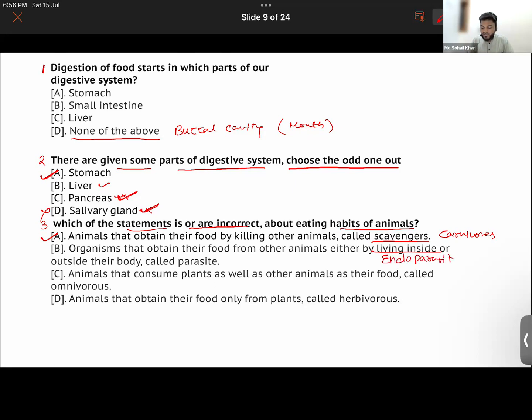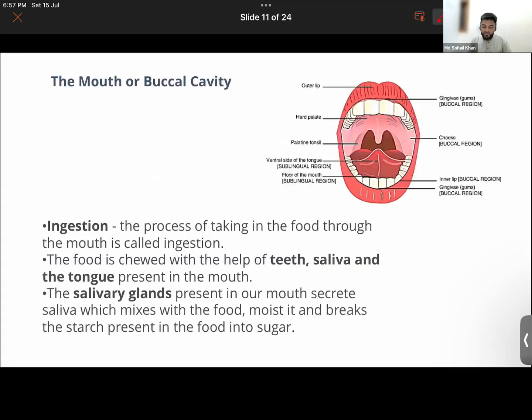Since the word came up, it's better to know about parasites. Parasites can live inside the body and outside the body as well, and those that live outside the body are called ectoparasites. Now option C, omnivorous, consumes both plants and animals, and herbivorous only survives by eating plant food. Now move on to the next thing.